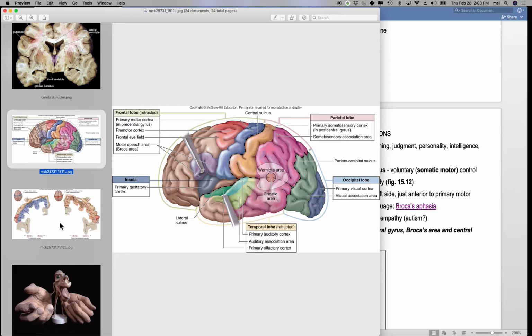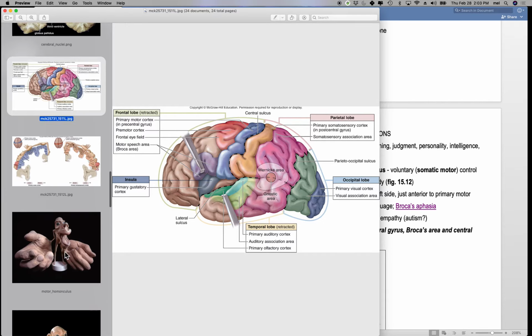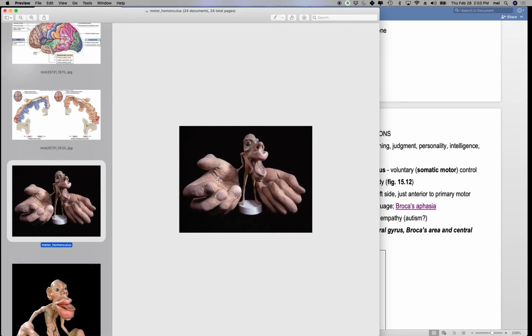Okay, so some brilliant person did this. They said, okay, what I'm going to do is make a model, a sculpture of the body that has the portions of the body as big as the motor cortex is. Does that make sense? Spatially, and then they made it, and this is it.